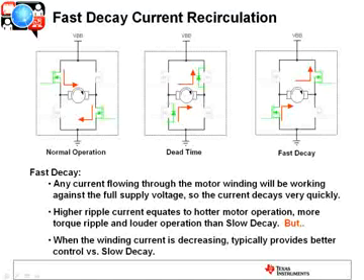Now when it decays quickly, you're going to have much higher ripple current, and that equates to hotter motor operation, more torque ripple, which basically is louder operation. The operation is not near as smooth, especially compared to slow decay. So there's some disadvantages to fast decay. But when the winding current is decreasing, fast decay typically provides much better control over the current than slow decay, and that's really important in stepper applications, and I'll show that in just a second.